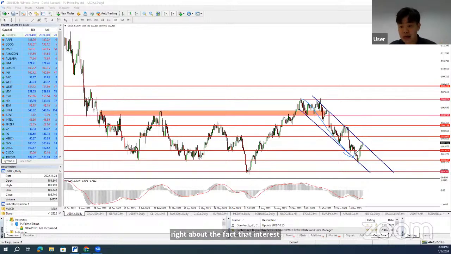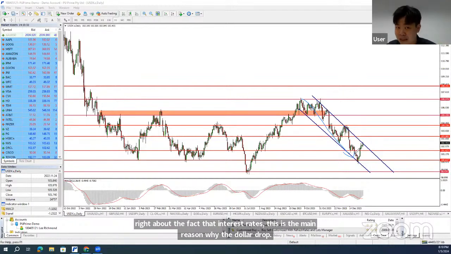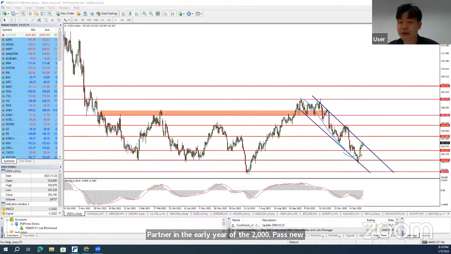But in the early part of 2024, in the past few days, you can notice the dollar is actually experiencing a significant rebound and retesting the upward line of this downward channel. So why is this happening? Why is the dollar rebounding, even though the Fed says they are going to cut the interest rates?